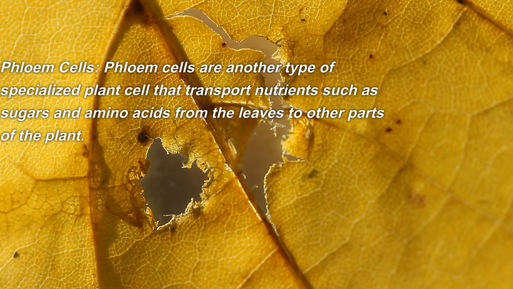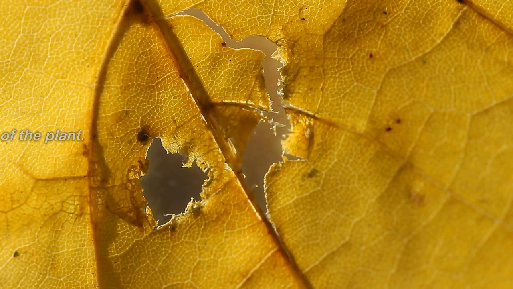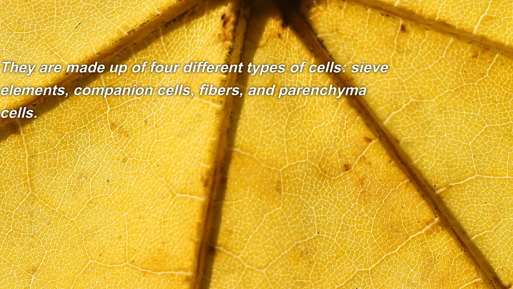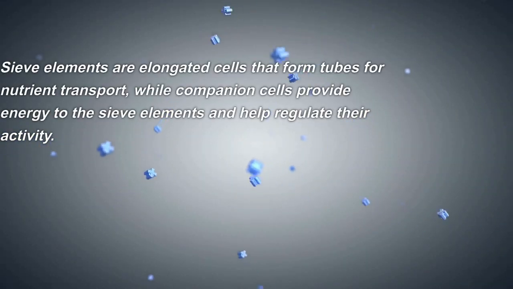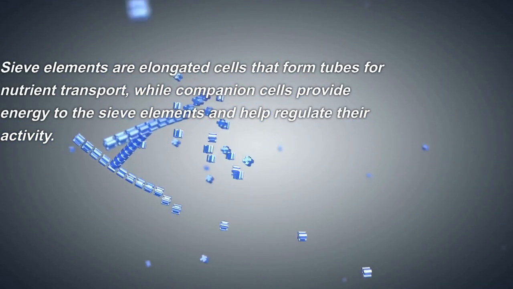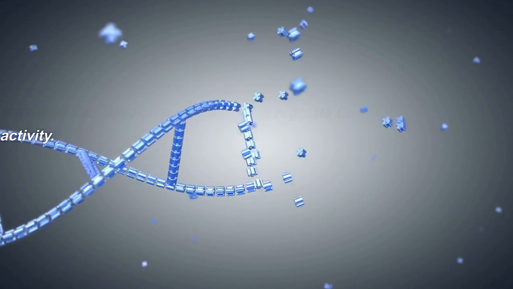Phloem cells. Phloem cells are another type of specialized plant cell that transport nutrients such as sugars and amino acids from the leaves to other parts of the plant. They are made up of four different types of cells: sieve elements, companion cells, fibers, and parenchyma cells. Sieve elements are elongated cells that form tubes for nutrient transport, while companion cells provide energy to the sieve elements and help regulate their activity.